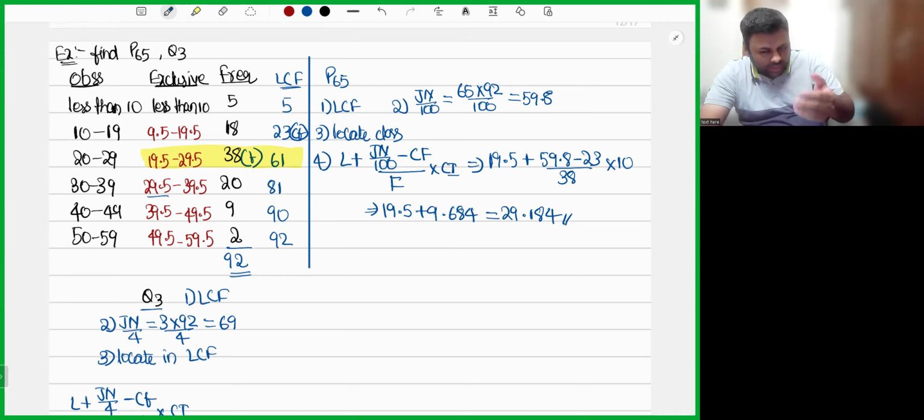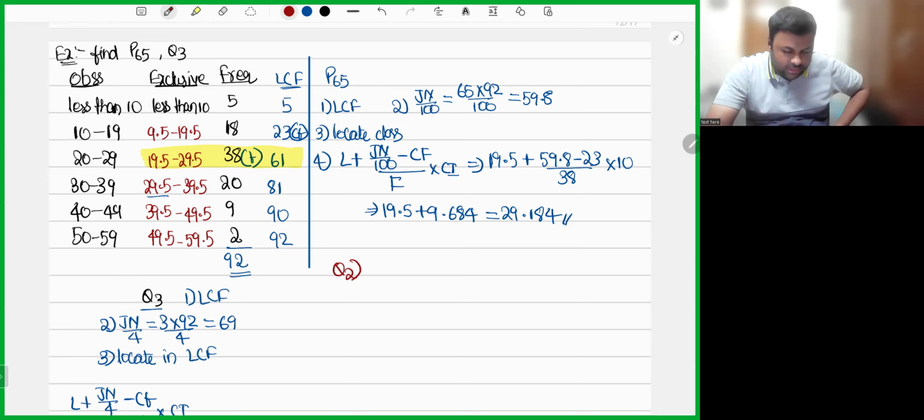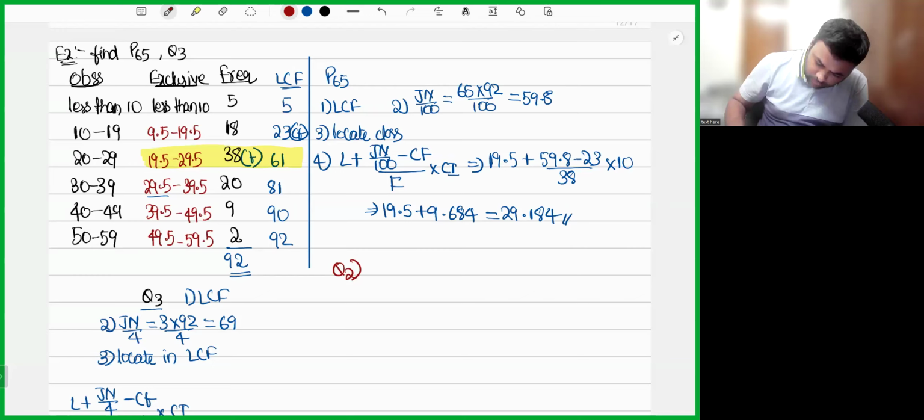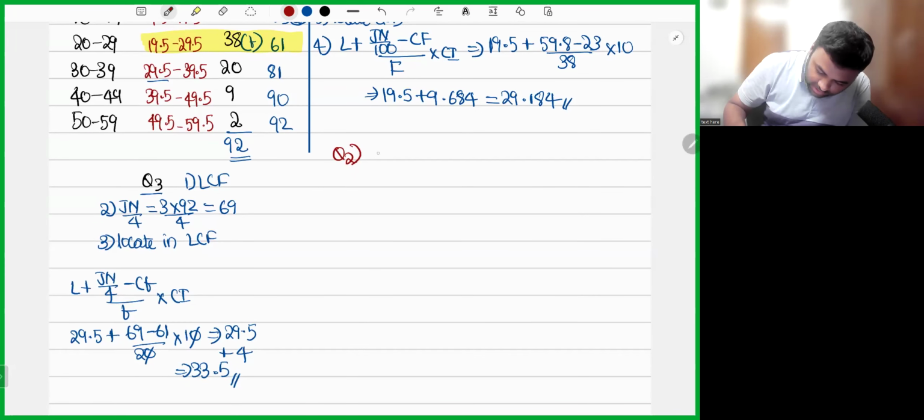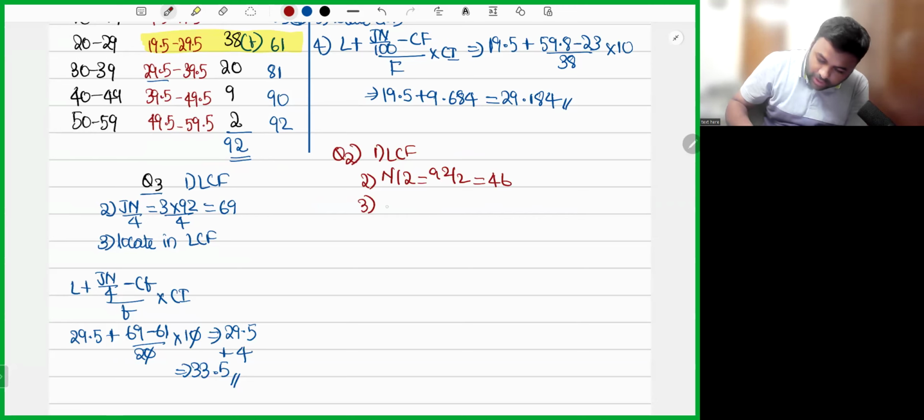Okay. Now do one thing. Digest the concept and I'll give you 3 minutes time. Go ahead and calculate quartile 2 and tell. I'll wait. Please calculate quartile 2. Okay, let's solve this sum. Quartile 2. First step is LCF. LCF is completed. Second step, n by 2. 92 divided by 2, we have 46.